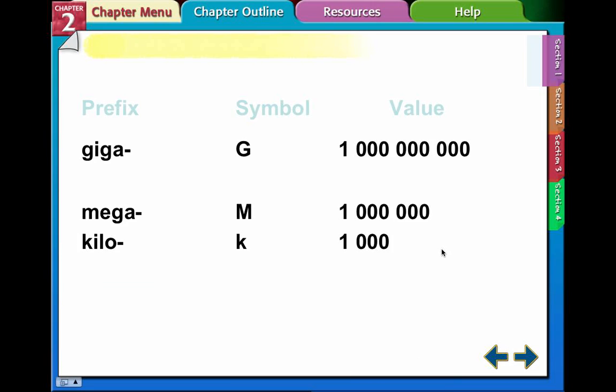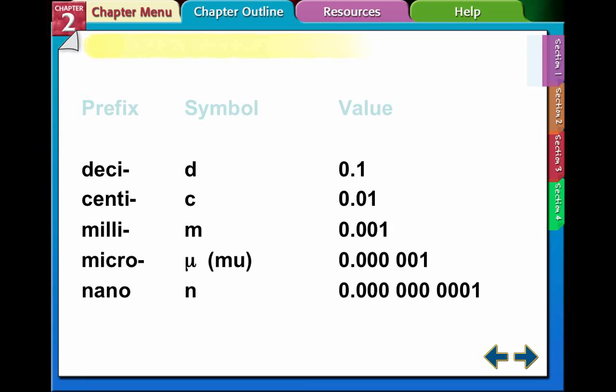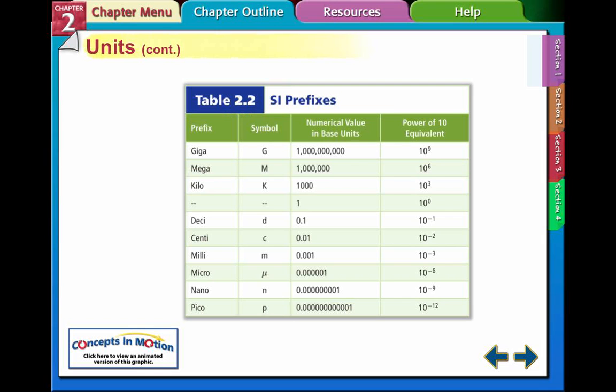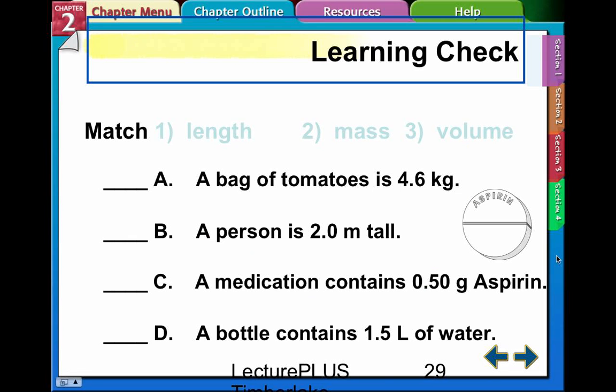Okay, so we probably won't be using giga, but it's good to know because giga is used more and more as the computers can hold more and more information. So you have giga, mega, kilo, and then below, smaller than 1, would be deci, centi, milli, micro, and nano. Okay, and then there they are all together in one table for you. And you need to know how to convert between these units. Okay, see if you can answer these questions.